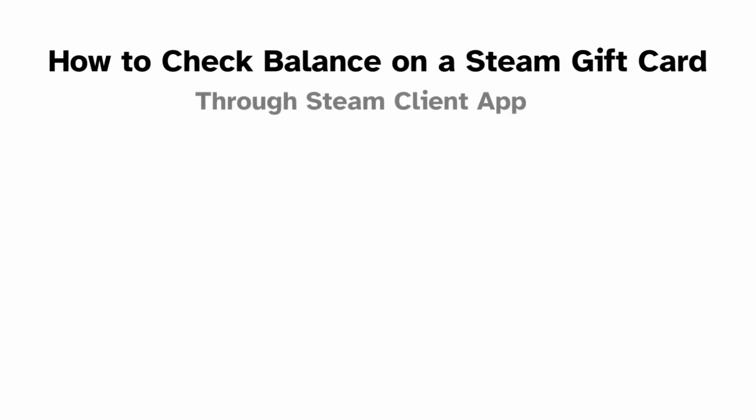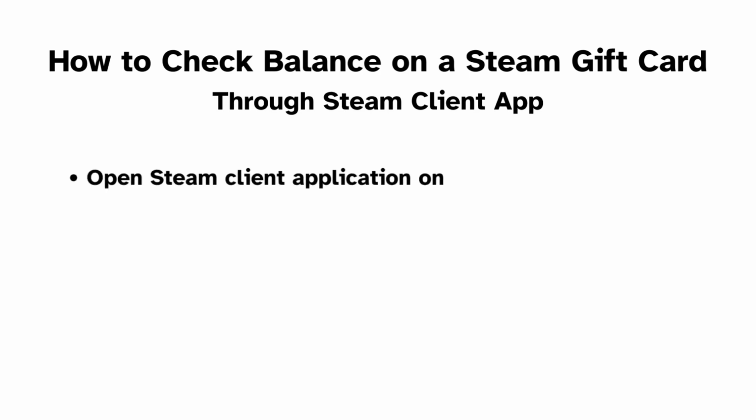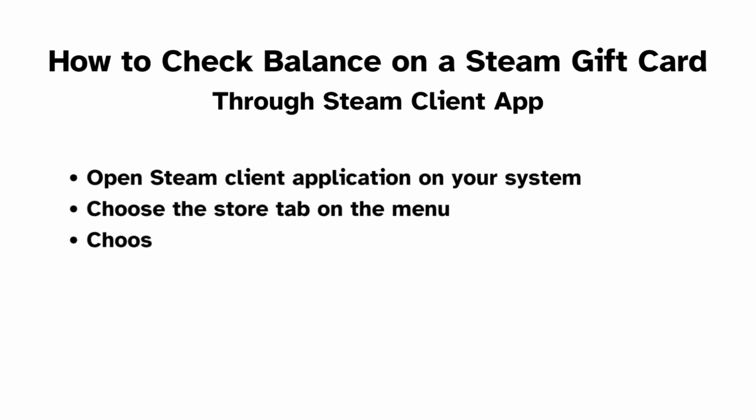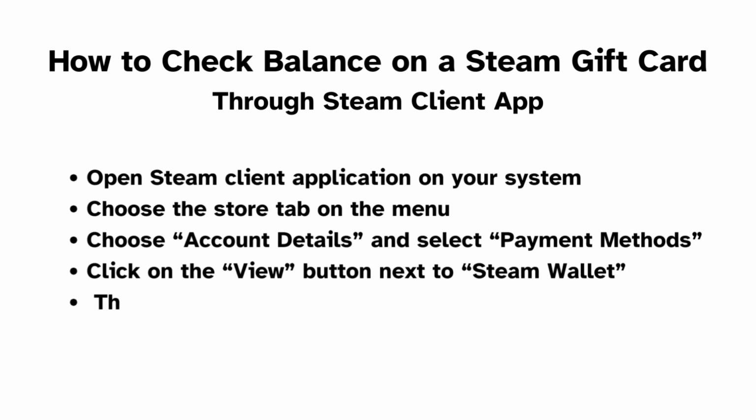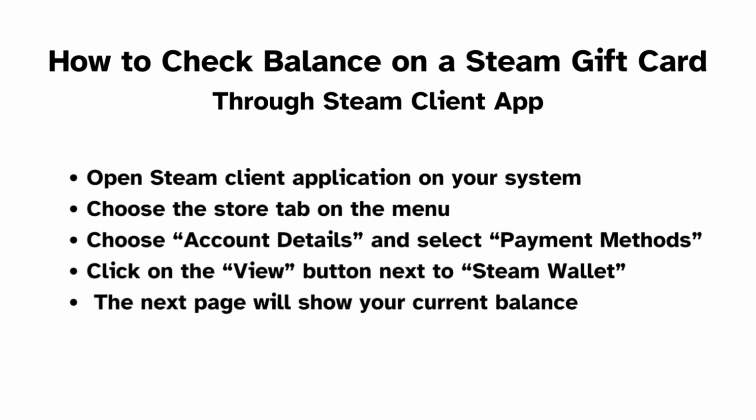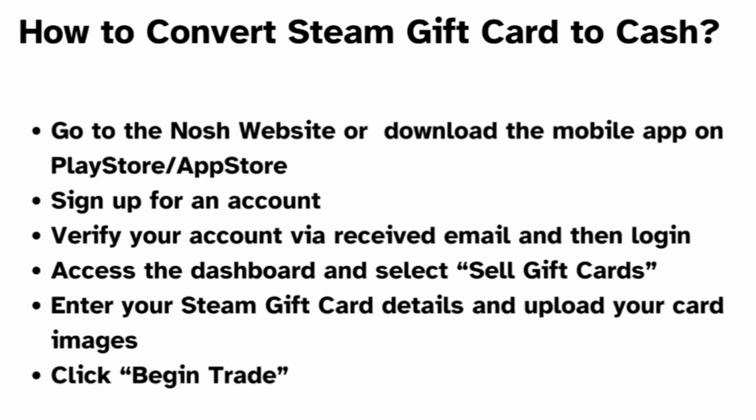And now, how do we check our balance through the Steam Client app? Open the Steam Client application on your system, choose the Store tab on the menu, choose Account Details, and select Payment Methods. Click on the View button next to the Steam wallet, and then the next page will show your current balance.